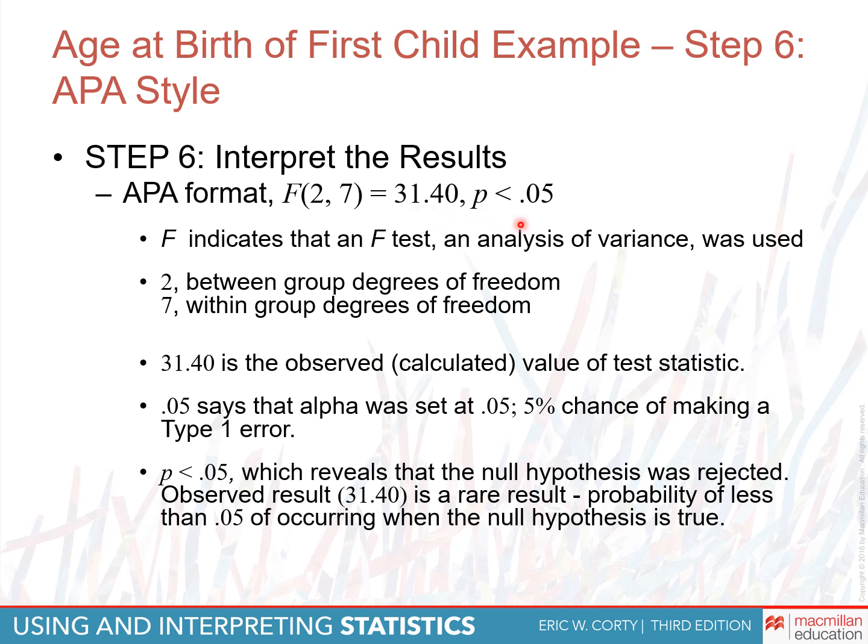And then we have P less than 0.05. The 0.05 tells us what our alpha level was. So we only wanted a 5% chance of making a type 1 error. And then the P less than 0.05 tells us that we rejected the null hypothesis. We know that this test statistic that we got here of 31.40 would be extremely rare if the null hypothesis was true. We have less than a 5% chance of getting a test statistic like this if the null hypothesis is true. And so this is how we would write our results.